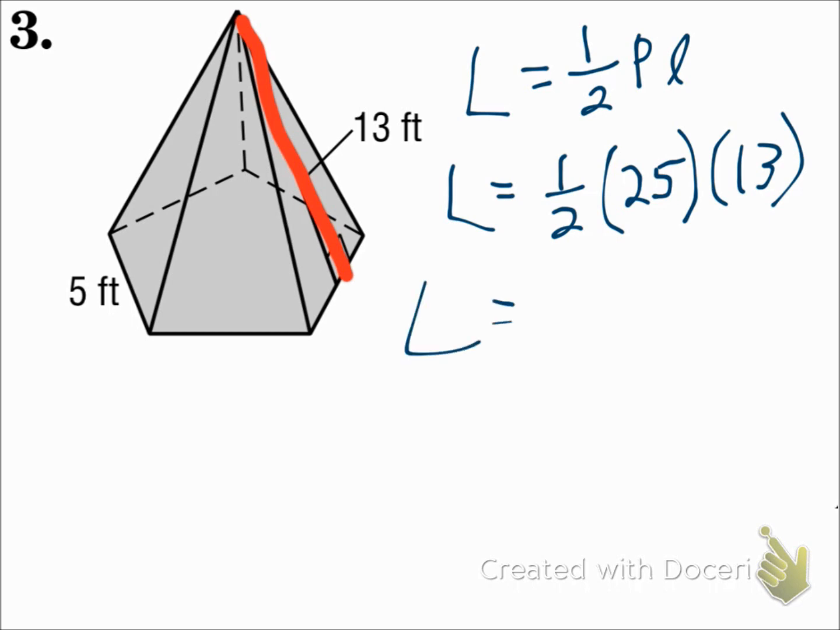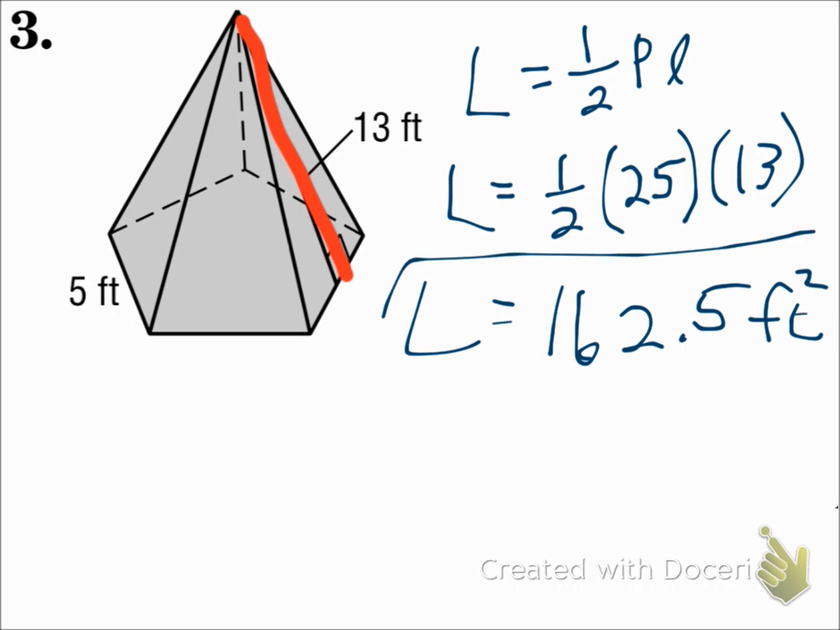And that's a grand total of 162.5, and that'll be feet squared. P is the perimeter of the base, L is the slant height. Substitute it all in and work it out.